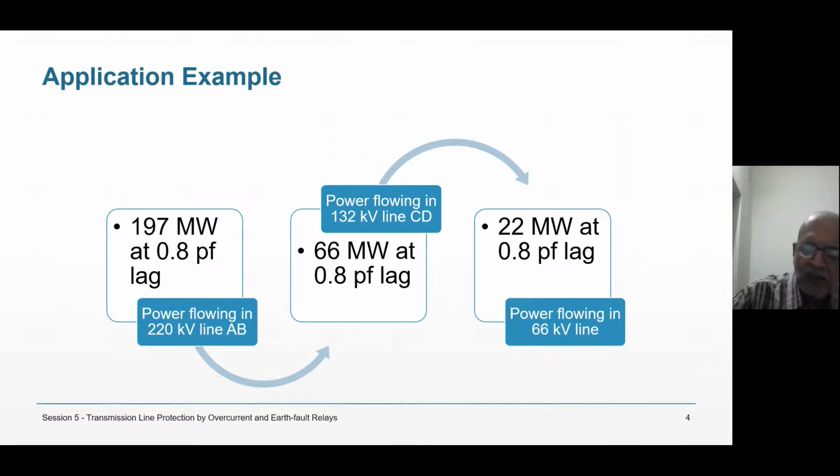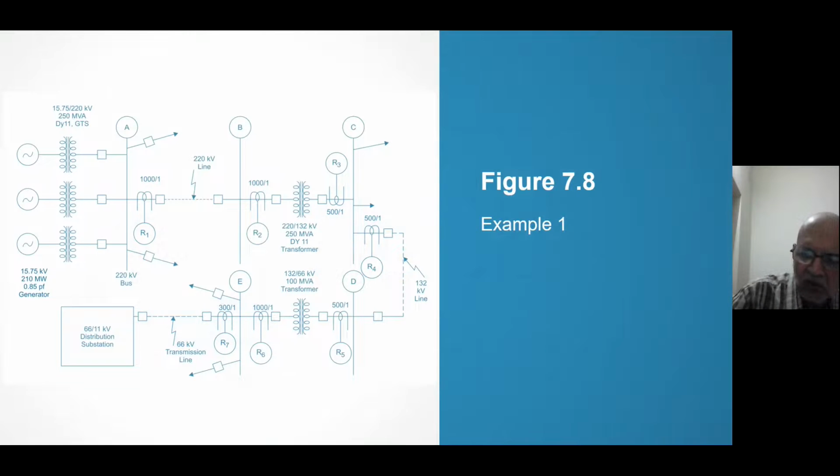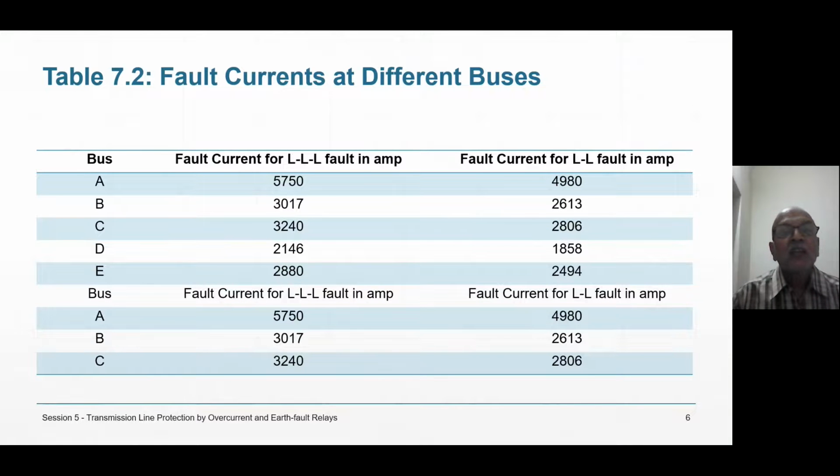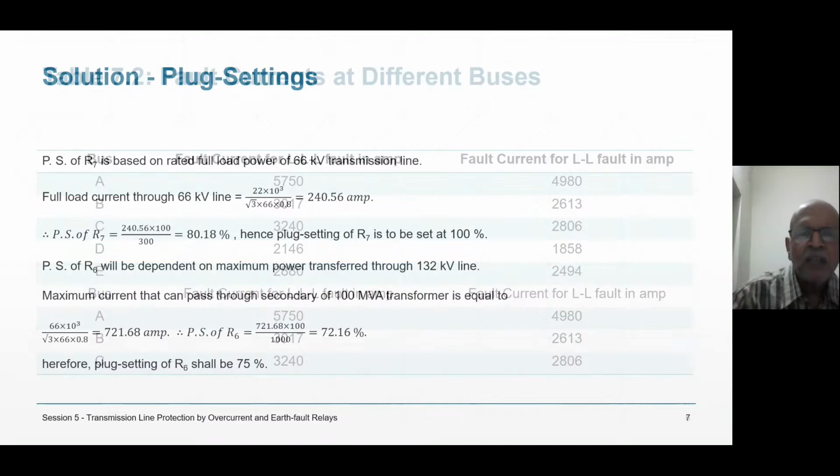So this is given. Going further, you must know the fault current also to calculate the time multiplier setting. So triple line fault and double line faults. Again, we are not talking about ground yet, only triple line and double line faults at different buses. Values are given. You can see that. As and when required, we'll refer to this slide again and again.